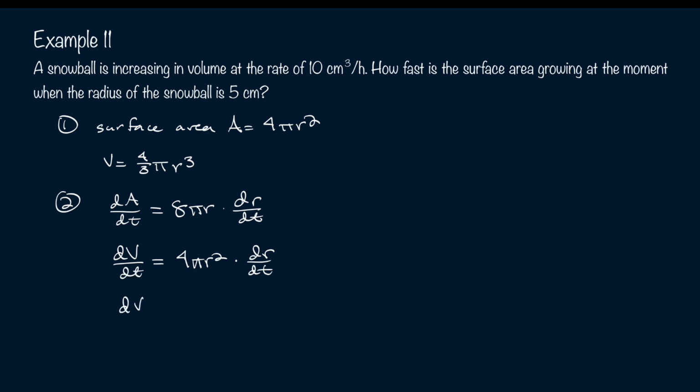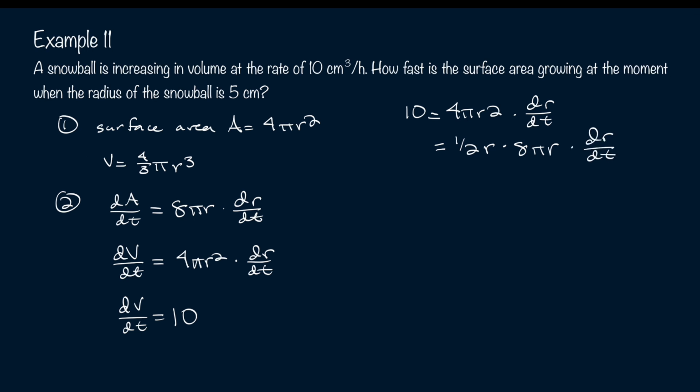And then we know that our dV/dt is going to equal 10. And so if it equals 10, we are able to plug it into our equation. So we can do 10 equals 4πr squared times dr/dt. So we can actually split this to be 1/2 r times 8πr times dr/dt. And then we can substitute, so we get 1/2 r times dA/dt. And now this is the equation we are going to use for number 3.